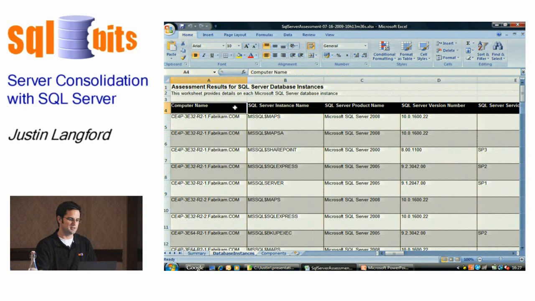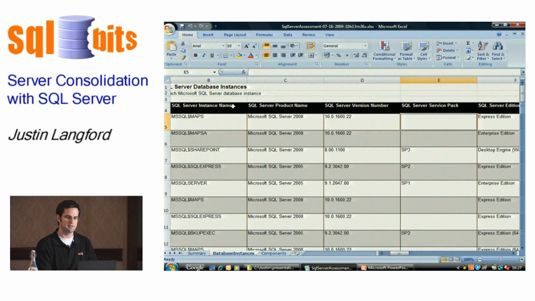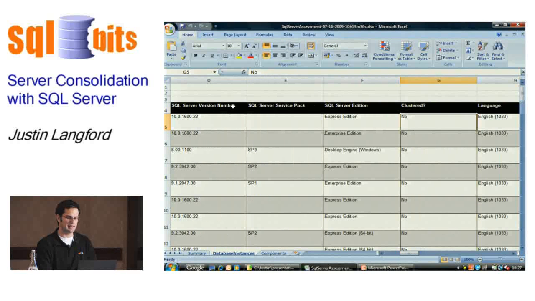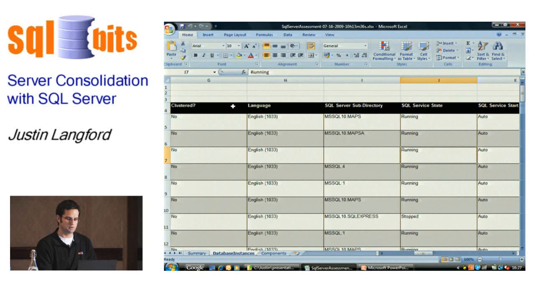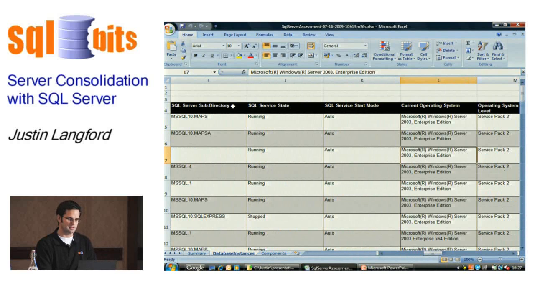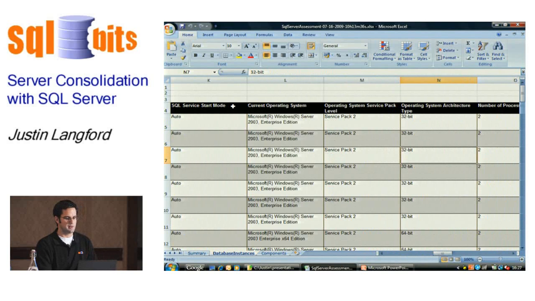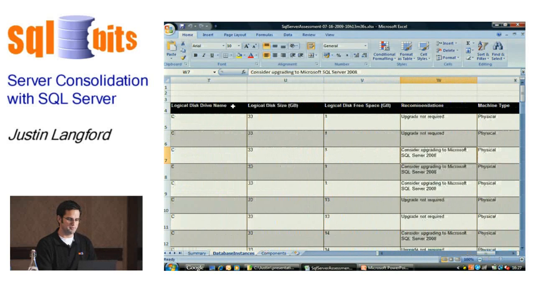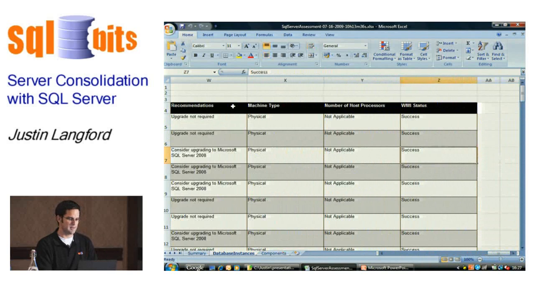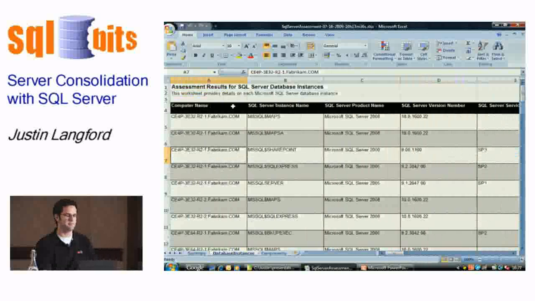And this breaks down into more detail where we can see the SQL Server build number, service pack edition, whether it's clustered or not, what language is installed, what directory SQL Server is installed to, the service state, startup mode, the host. So there's a whole load of information, processors, cores, CPU, disk space, and this basically is generated by the tool which will go out and discover all of the SQL servers that are running in the environment currently and build this summary which gives us an overview, an inventory of the estate.